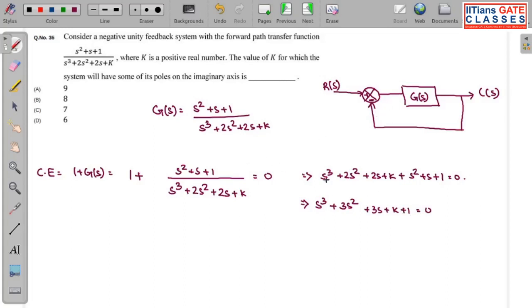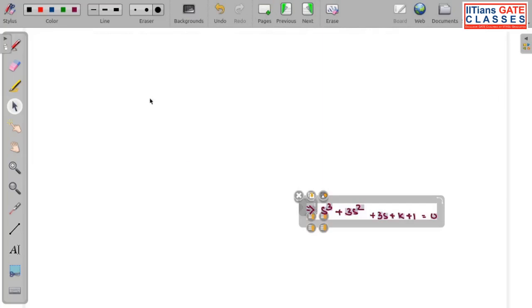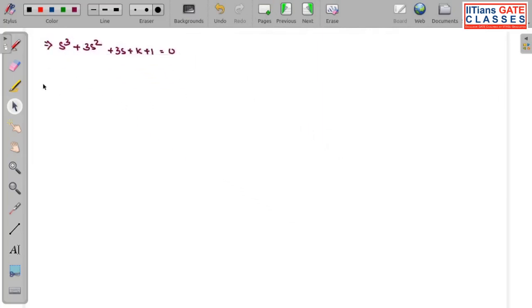So, that is s cube plus 3s square plus 3s plus (K plus 1) equal to 0, fine. Now, if I draw the Routh-Hurwitz table of this characteristic equation, how will it look? Let me sketch it on the next page. So we will have rows for s cube, s square, s to the power 1 and s to the power 0. Fine.